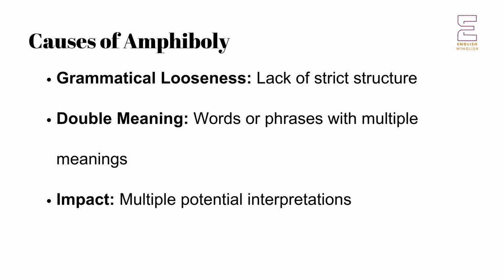Causes of amphiboly. Amphiboly can be caused by several factors, including grammatical looseness. A lack of strict grammatical structure can lead to sentences that are open to multiple interpretations. This often happens when modifiers are placed ambiguously or when sentence components are not clearly delineated. Double meaning. Words or phrases that have more than one meaning can also contribute to amphiboly when such words are used in a sentence without clear context. It becomes difficult to determine the intended meanings.